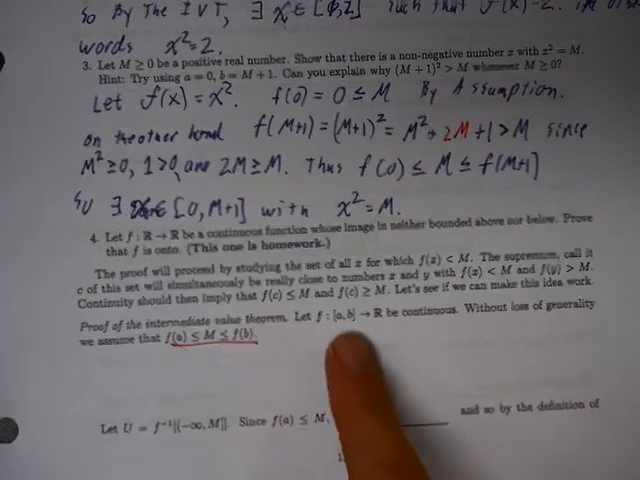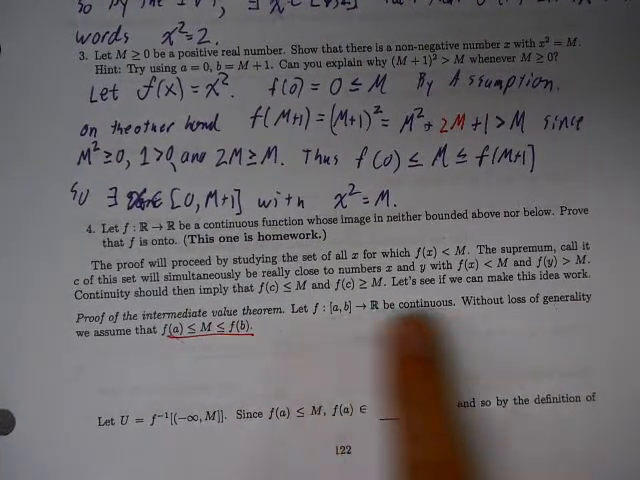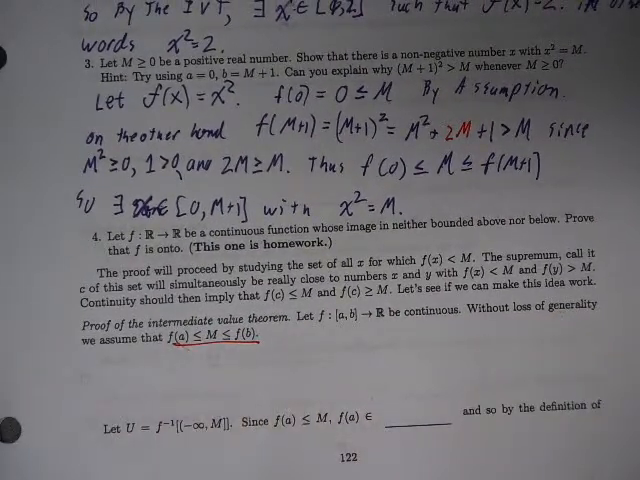The proof of the IVT. Let f from a to b to R be continuous. Without loss of generality, let's assume that f of a is less than or equal to f of b. And if they were flipped, maybe we'll try to convince ourselves we could come up with a parallel proof in that case.